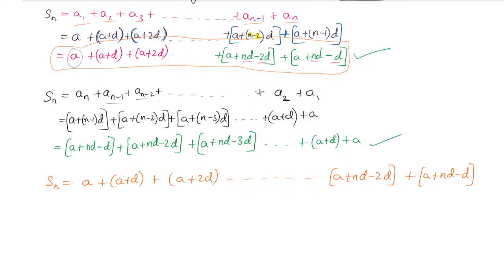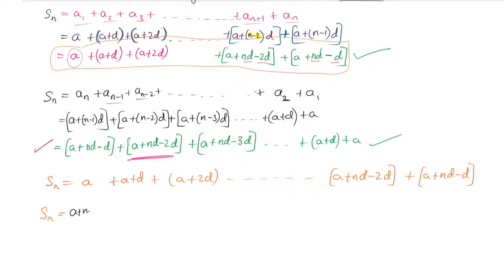Okay, next derivation will be done. One more Sn formula is here, the reverse way. A plus nd minus d is the first term, plus the second term, a plus nd minus 2d. Try to write it down below that only. It will be proper afterwards, otherwise it will be confusing. Okay, here only I will write it down, below it only.